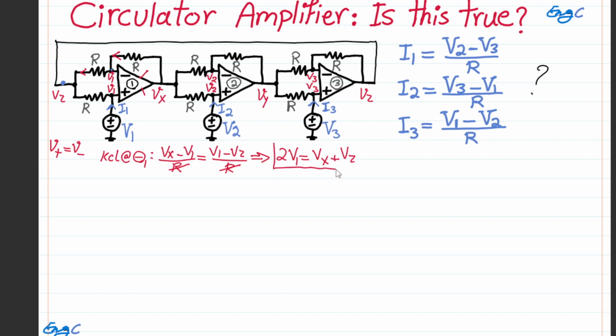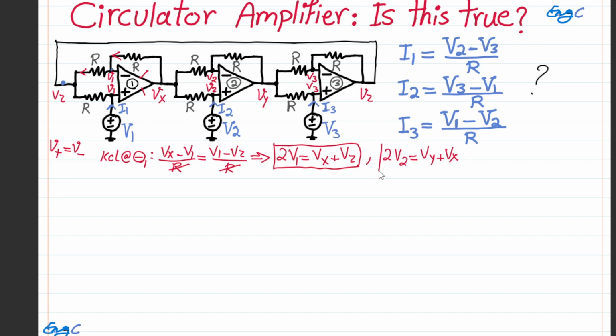So V1 is the average of Vx and Vz. And remember, V1 is here, Vx is output, and Vz is input. So the voltage at this point will be the average of the input-output voltages. With the same logic, without loss of generality, you can say the same thing about the two other op-amps. 2V2, 2 times the voltage here, is equal to the sum of Vy and Vx. So it would be Vy plus Vx.